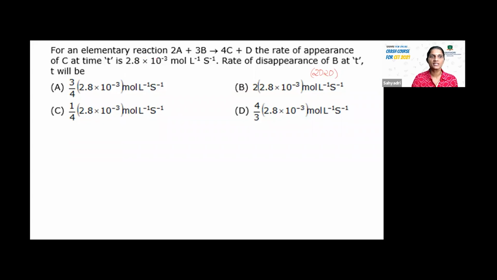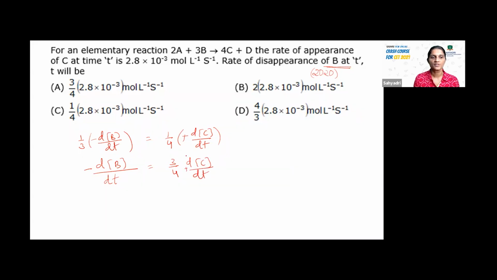Rate of appearance of C is given and rate of disappearance of B is asked. So I can write minus 1/3 times d[B]/dt is equal to, what do we want? C. So it is 1/4 times plus d[C]/dt. Correct? What is asked? Rate of disappearance of B is asked. So the rate of disappearance of B is minus d[B]/dt, which is equal to 3/4 times d[C]/dt. Correct? So it is this.